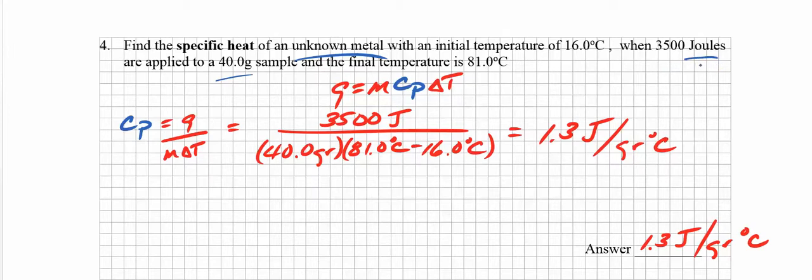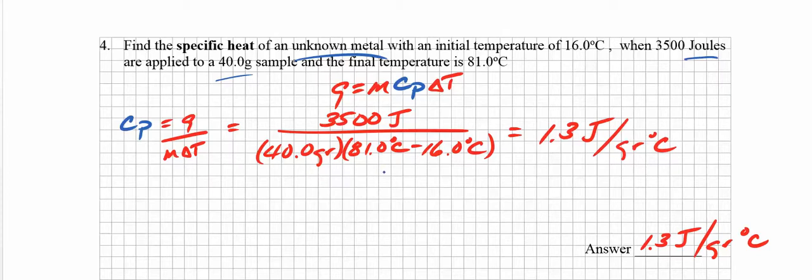3,500. Make sure it's in joules. It is. So 3,500 joules divided by the mass. Well, it's 40 grams, 40.0 grams, I should say. Don't lose that last significant digit. So 40.0 grams divided by the change in temperature.